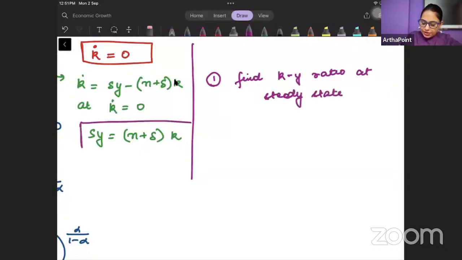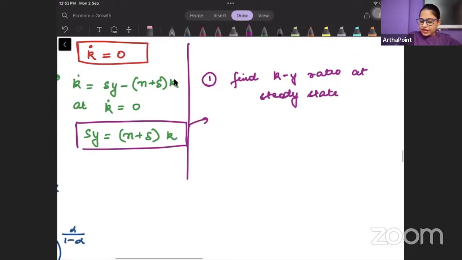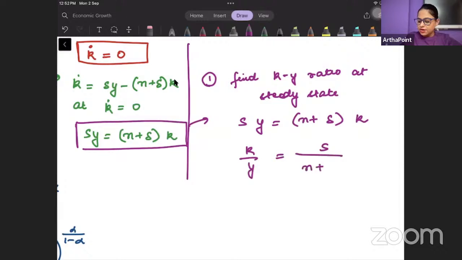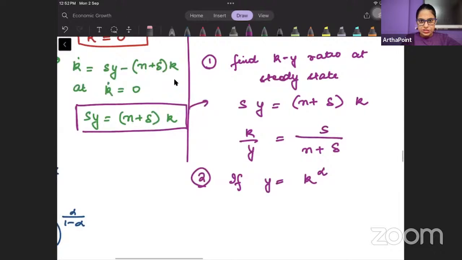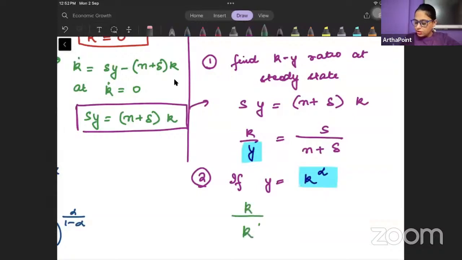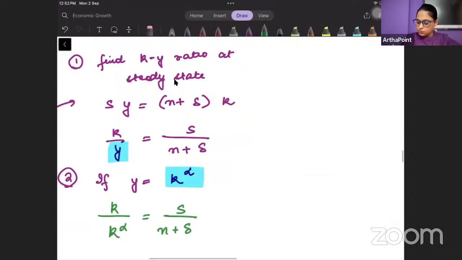So if I want to find the capital output ratio, it is simple. If I have sY is equal to (n plus delta)k, so k by y will be s divided by n plus delta. Second, if we know that y is small k to the power alpha, this is what we had derived. So in place of this y I can plug this small k to the power alpha and I will get k upon k to the power alpha is equal to s upon n plus delta. So this will give me k to the power 1 minus alpha is equal to s upon n plus delta.